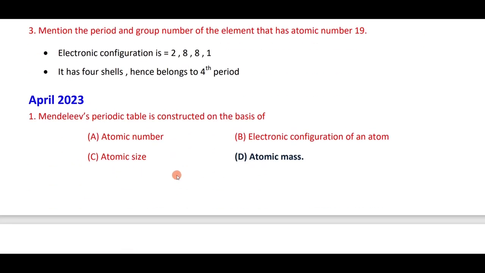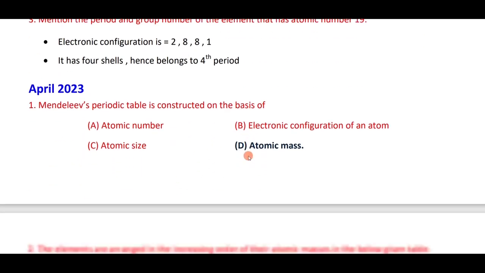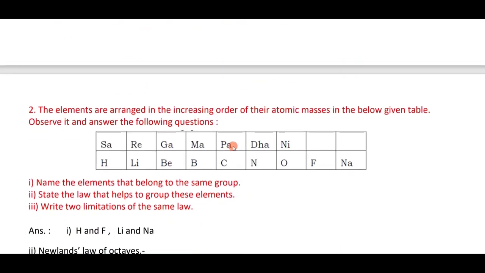Mendeleev's periodic table is constructed on the basis of atomic mass. The elements are arranged in increasing order of their atomic masses in the given table. Observe it and answer accordingly. Name the elements that belong to the same group: H, F, and others, because they have similar properties.